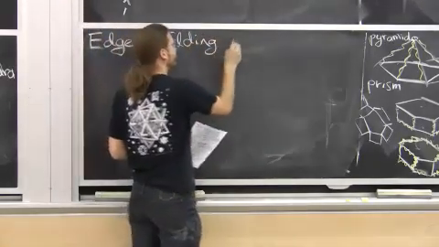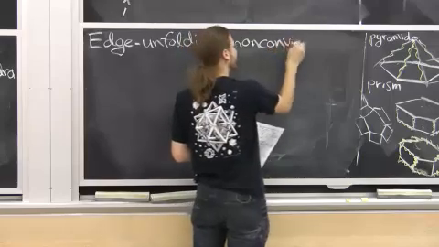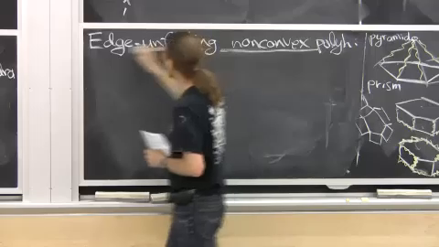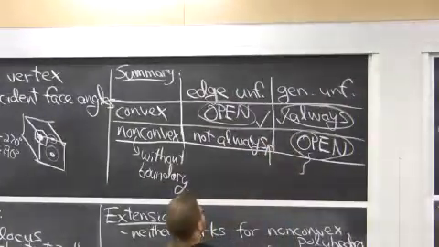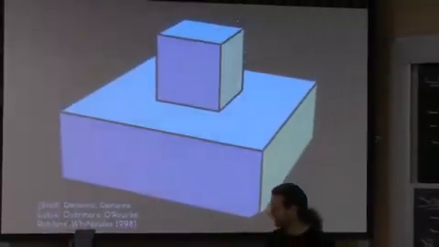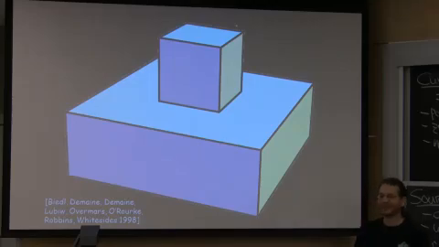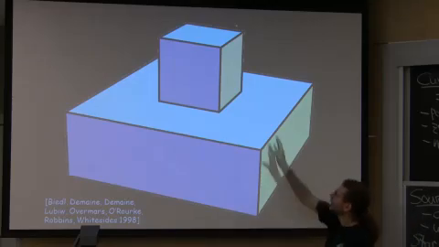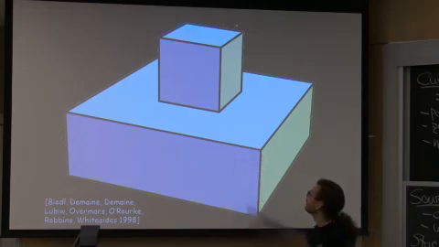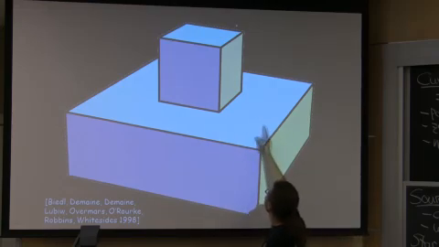So last topic for today is edge unfolding non-convex polyhedra, which is sort of the problem we addressed, and now this is not always possible. So I want to give you a polyhedron where you cannot edge unfold it. This is actually pretty easy, and we did it way back in '98 when we started working on folding, but it's kind of cheating. So this is a box on a box. And the only edges here are the edges of the two boxes. There's no edges connecting the outside of this face to the inside of that face.